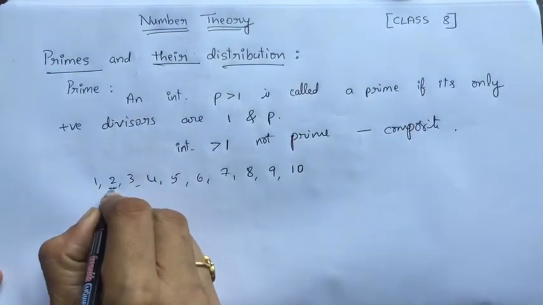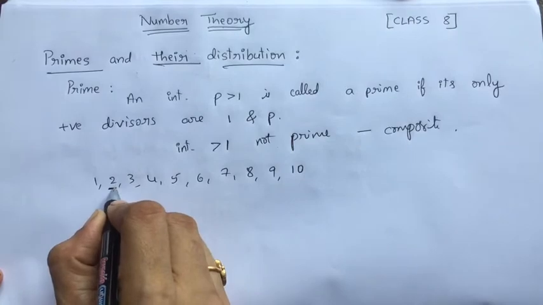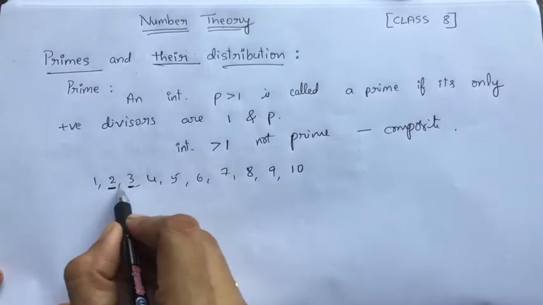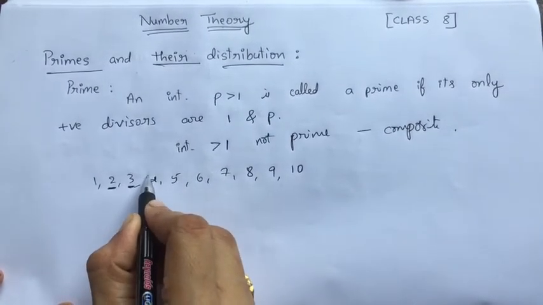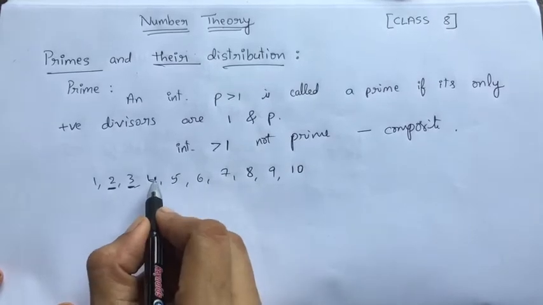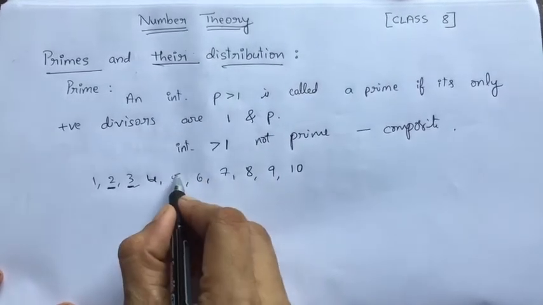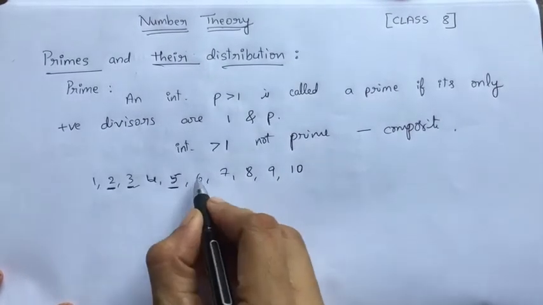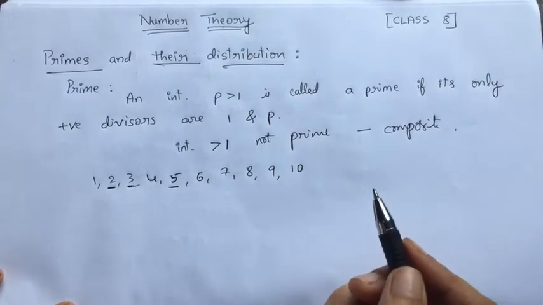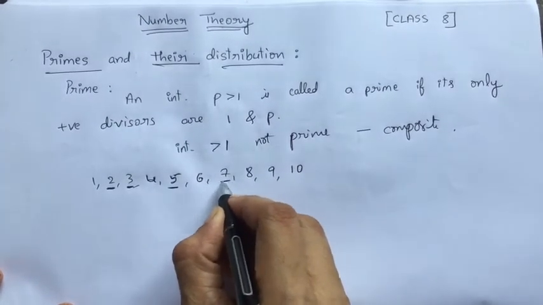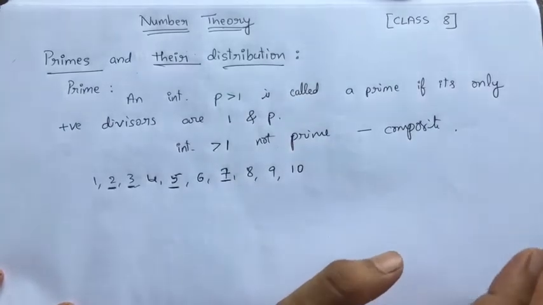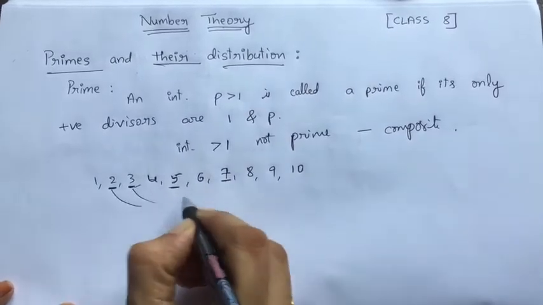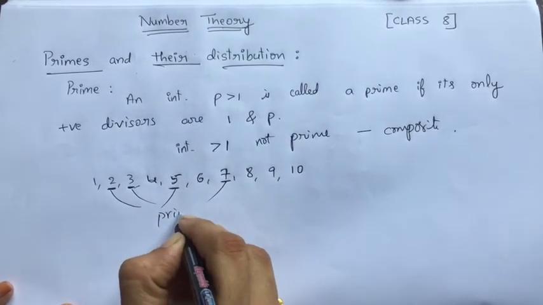Take 2, its divisors are 1 and 2 only. When I consider 3, so these two are primes. If you look at 4, it has divisors 1, 2 and 4, so it cannot be prime. 5 has divisors 1 and 5 only. 6 has 3 and 2 as divisors, so 6 cannot be prime. And 7 has divisors 1 and 7 only. So 2, 3, 5, 7 are the primes. I hope you understood.